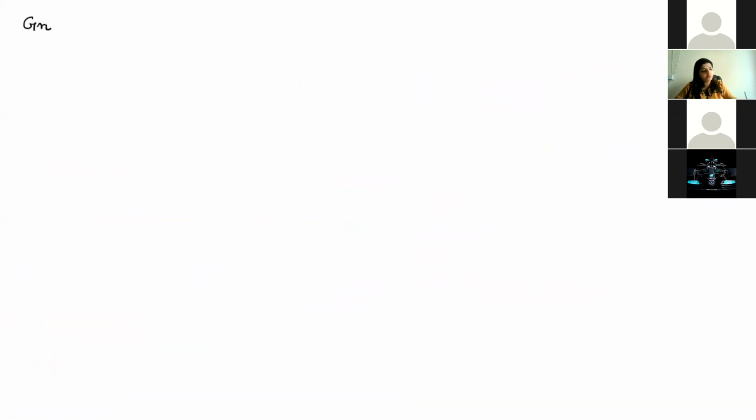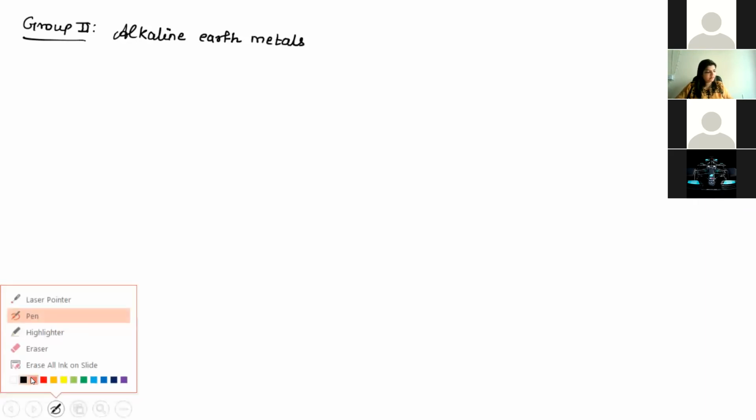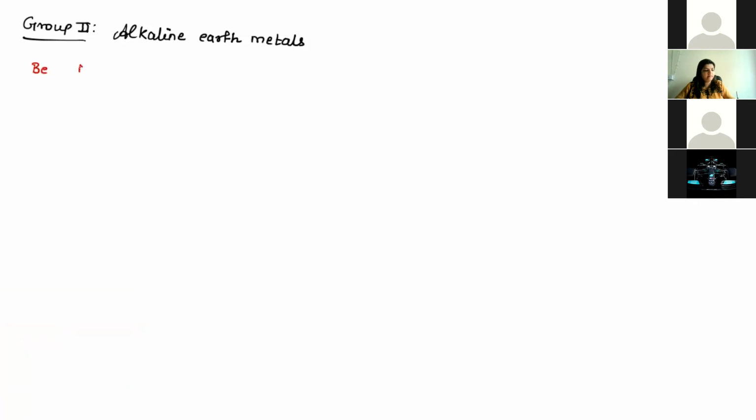Then talking about group 2. Group 2 are called alkaline earth metals because they are present in the earth's crust: beryllium, magnesium, calcium, strontium, and so on. So from the periodic table, you can get to know: if it is in group 2, how many valence electrons will it have? 2. Valency will be +2.